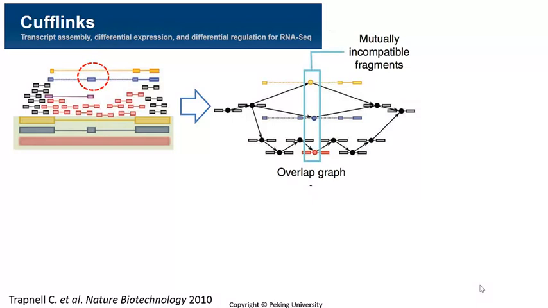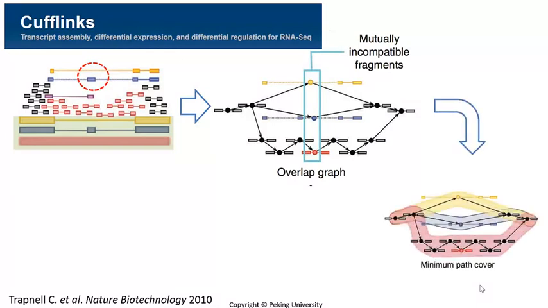Guided by the parsimony principle, Cufflinks will try to find the optimal path, the minimum cost path cover, which has the smallest number of paths that can cover all reads and have no overlaps. The final set of the three transcripts is thus obtained.